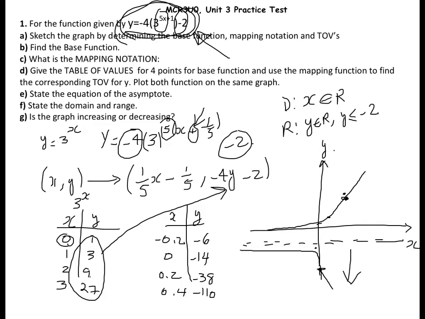Now the last part says, is the graph increasing or decreasing? Again, as I said before, start walking from left to right on the graph. As I'm walking along the graph, you can see that x is increasing, but y is decreasing. This means that as x is going up, y is going down, so the function is decreasing. Okay?